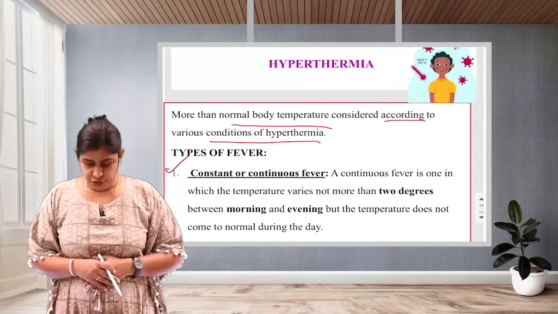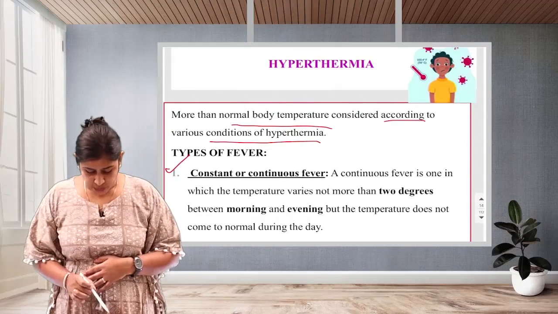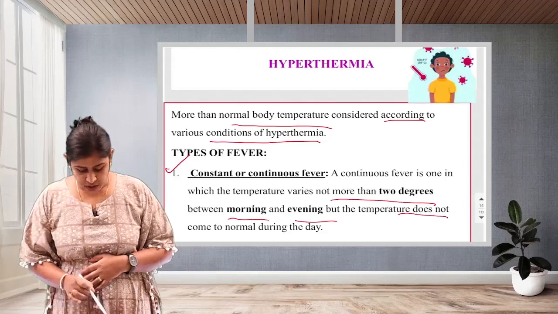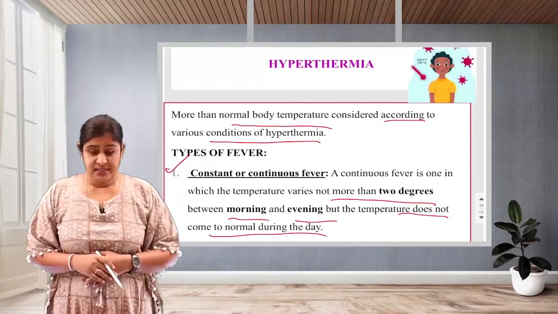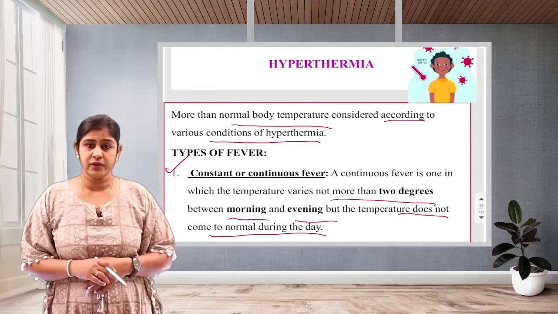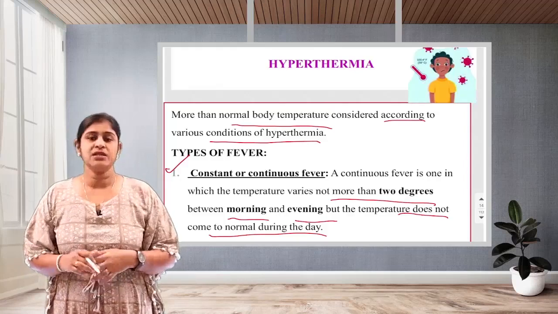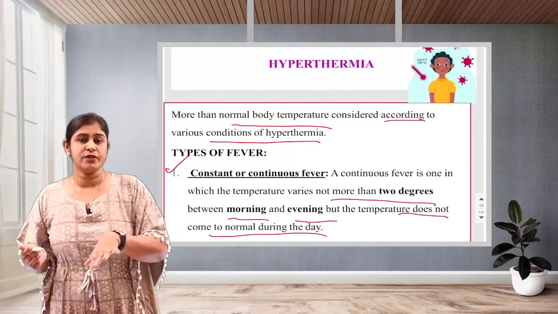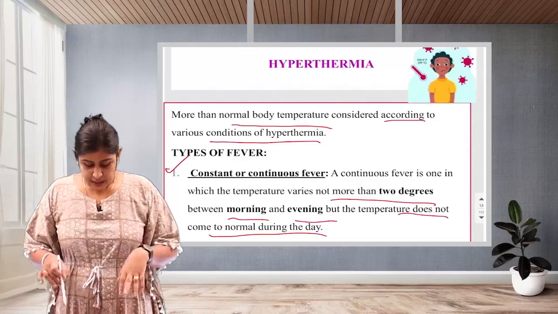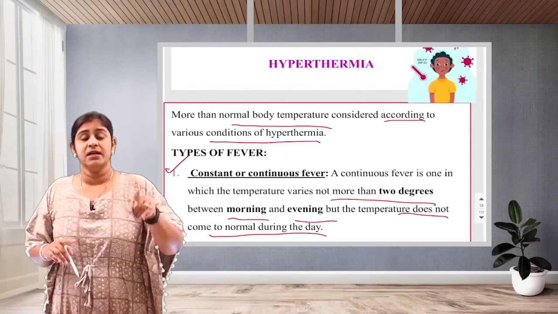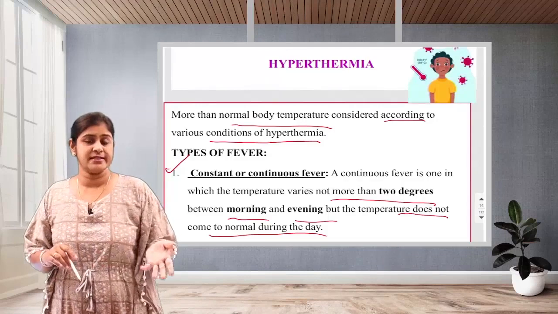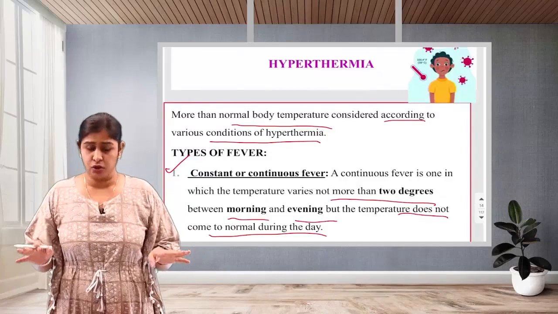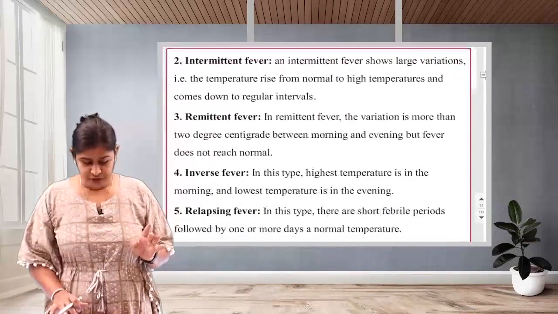First is constant or continuous fever. A continuous fever is one in which the temperature varies by not more than 2 degrees between morning and evening, but the temperature does not come to normal during the day. That is, whether we check in the morning or in the evening, it varies by not more than 2 degrees. But the main thing is that the temperature doesn't come to normal during the day. It definitely varies, but it doesn't come to a normal level. That we call constant or continuous fever.